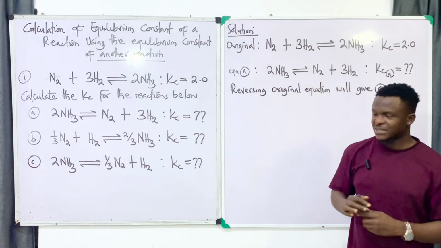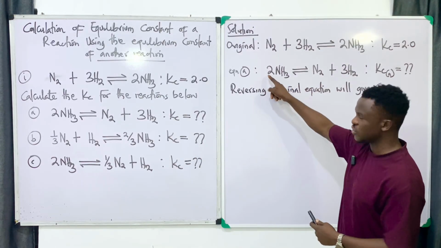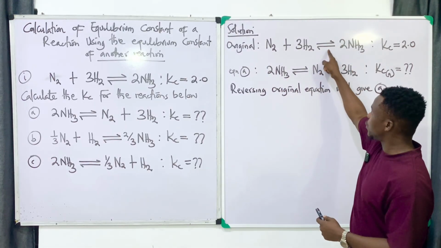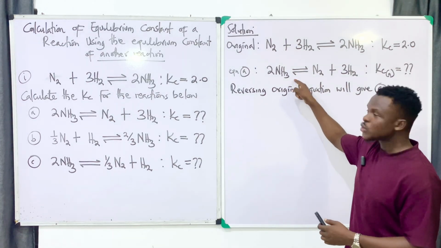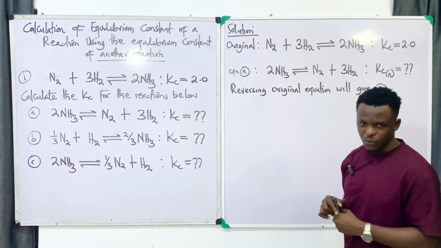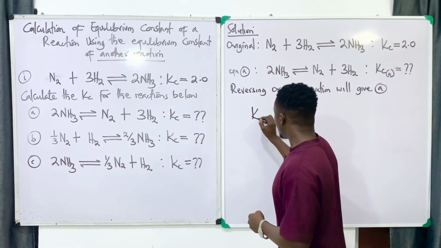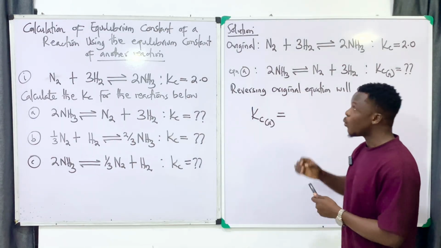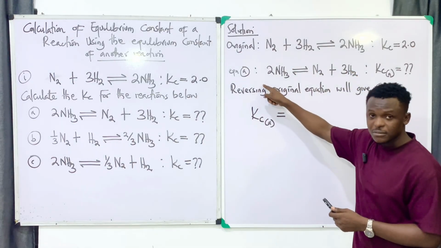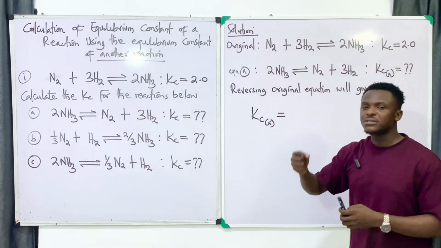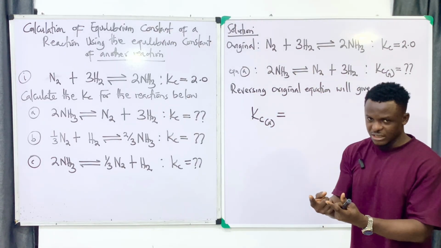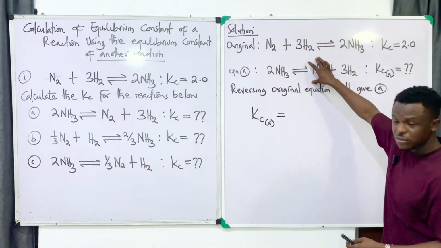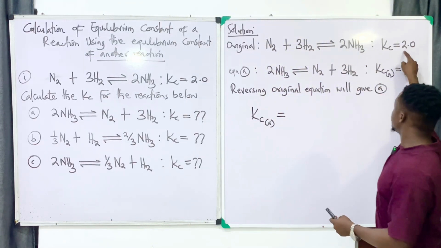Now, just follow me. Let me explain something. So we say for us to get equation A, we're going to reverse the original equation, because if you reverse this original equation, you're going to get equation A. So how do we now get the equilibrium constant of equation A? I'll say the equilibrium constant of equation A will be equal to, remember I said, once you reverse an equation, the equilibrium constant becomes the reciprocal of what it was initially. Right? So we are trying to get the equilibrium constant of this equation using this. Now this they gave us to be 2.0.